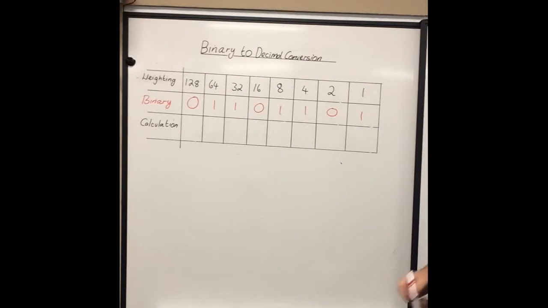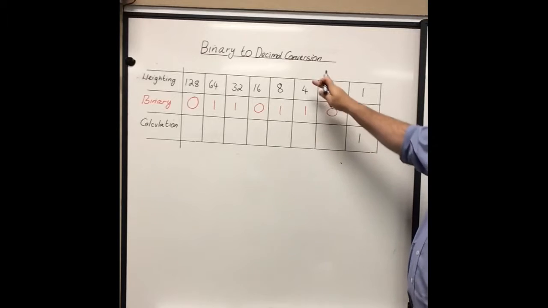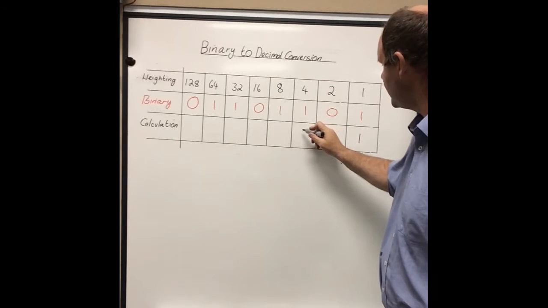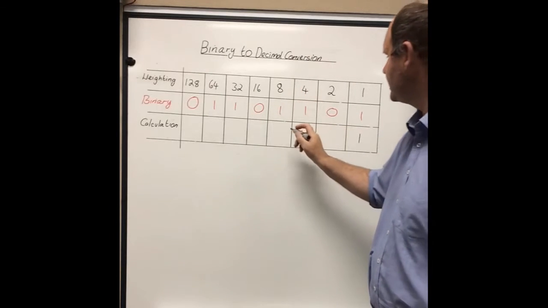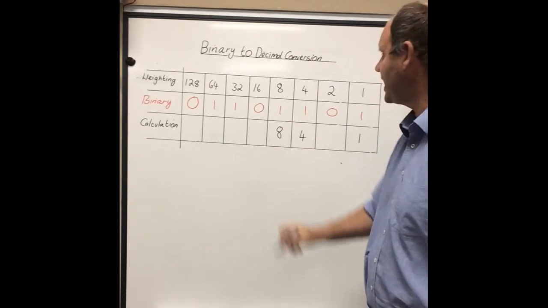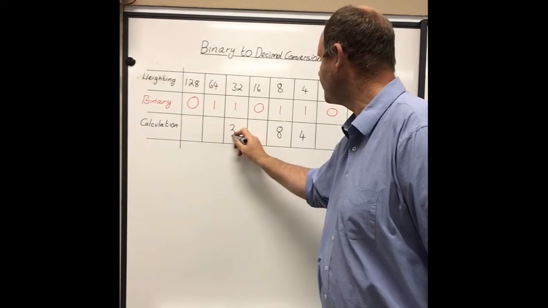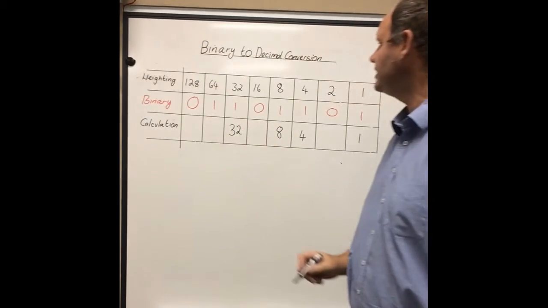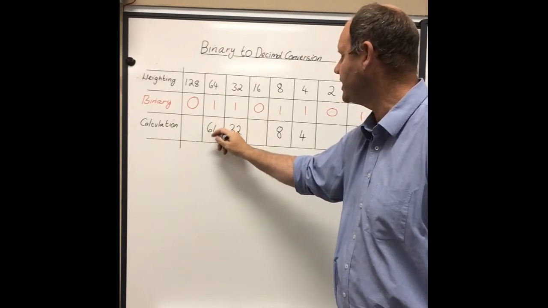So for example, in this column on the extreme right-hand side, we have a 1 here, so that is going to be counted. We have 1 here, so that's a value of 4. We have a 1 here, that is a value of 8. Nothing here, then we have a value of 32 here. We have a 1 here, so we have a value of 64.